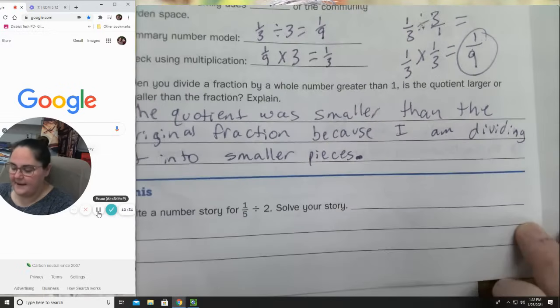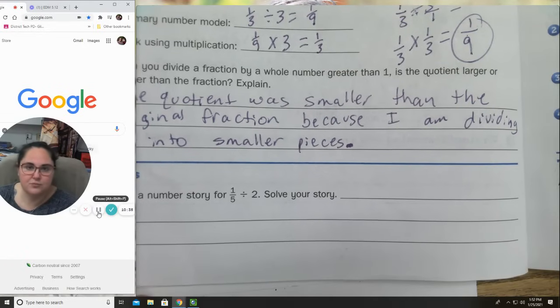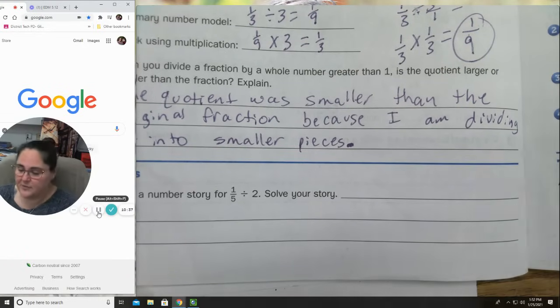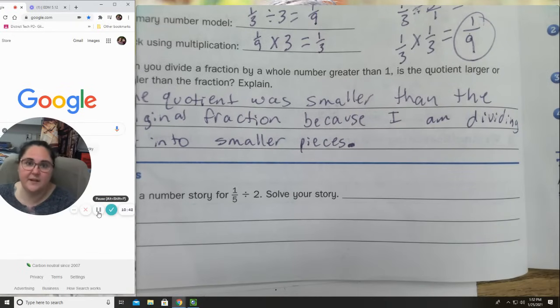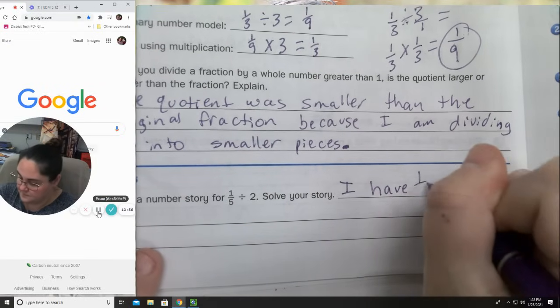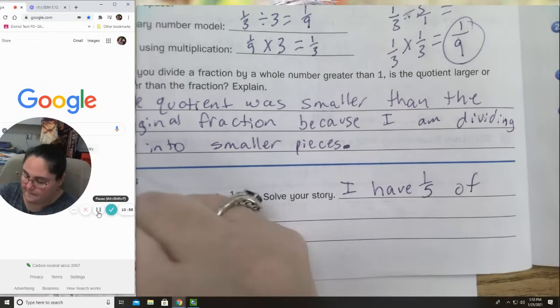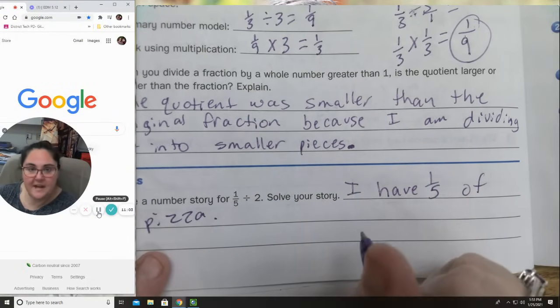Okay, we're going to look at number 4. It says, try this. Write a number story model for 1/5 divided by 2. So I'm going to use what they were doing up here. So one talked about a garden or clay. So what is something that we can start with a fraction of? Maybe I have 1/5 of a pizza. Okay, and I'm dividing by 2.